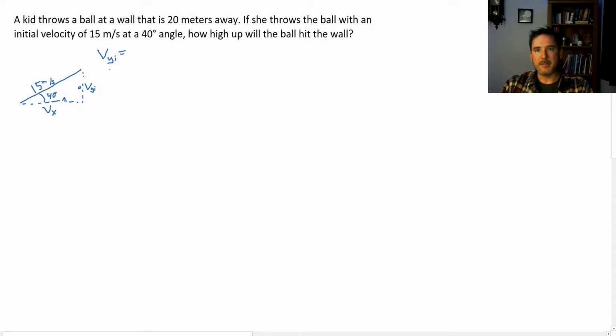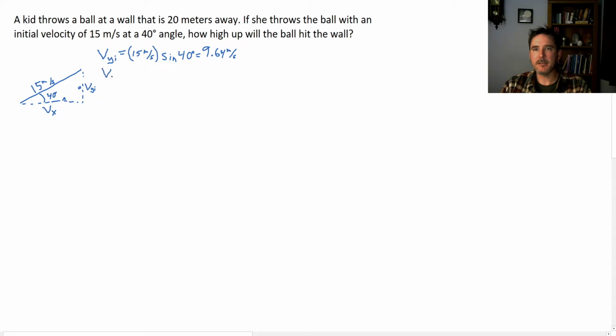Since it's the opposite side, we're going to use sine, so SOHCAHTOA. We've been down this road many times before. We take our hypotenuse, our 15 meters per second, multiply that times the sine of 40 degrees, and that will give us the y component of our vector, and that would be 9.64 meters per second when I put it in my calculator.